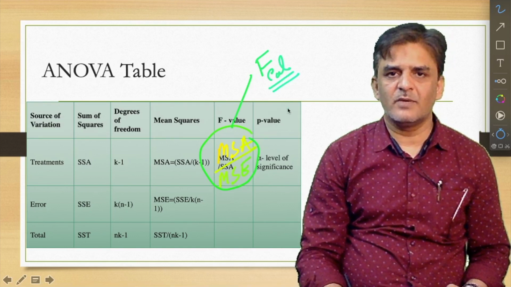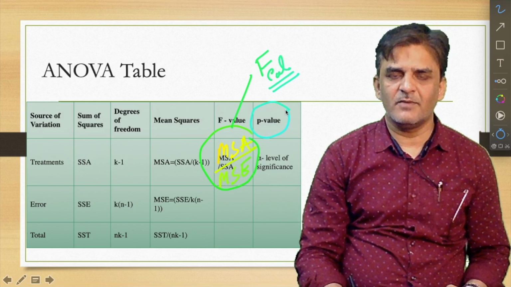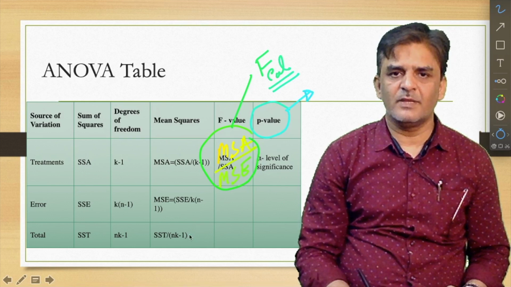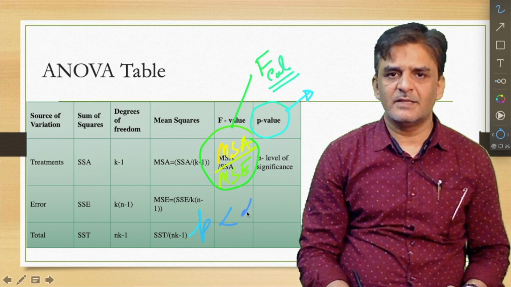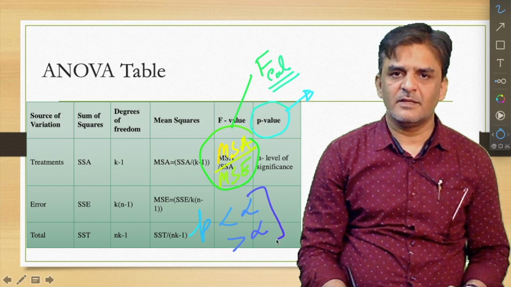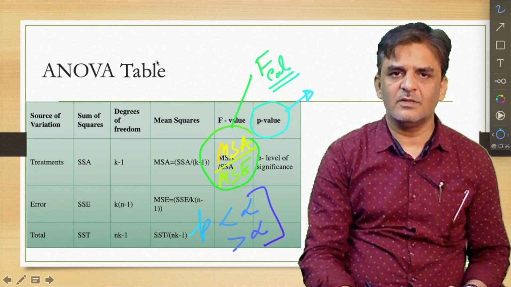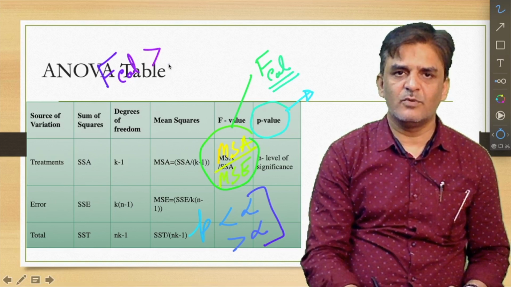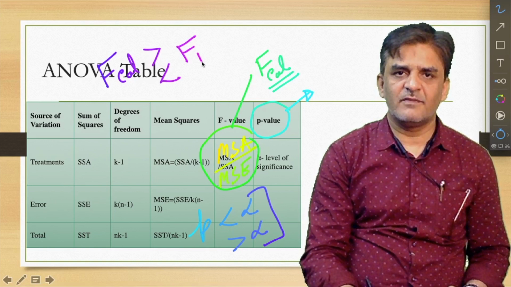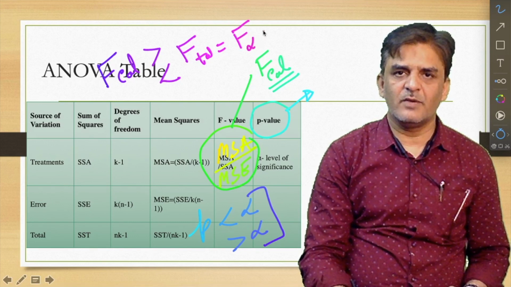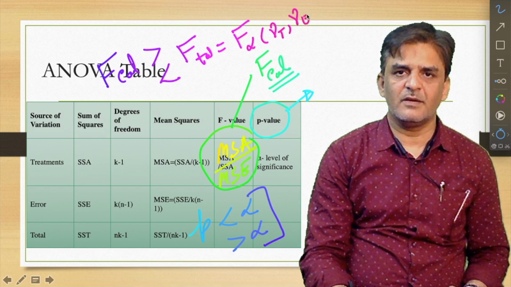With respect to the calculated value, either we can pick up the p value from the table, or we will see whether the p value is less than alpha or more than alpha. This will be the decision criteria. The other decision criteria is whether F calculated is more than or less than F tabulated. F tabulated is the F value at a particular value of alpha for nu of treatment, comma nu of error.